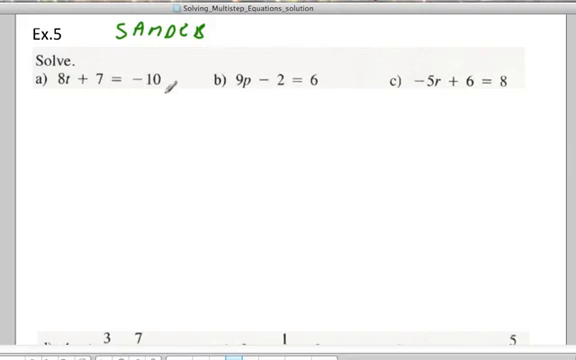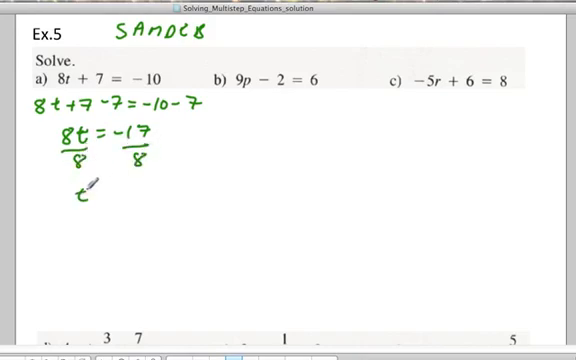So first of all, we're going to subtract or add, and since we have plus 7, we're going to write down 8t plus 7 subtract 7 is equal to negative 10 subtract 7. So 8t is equal to negative 17. We'll divide both sides by 8. So 1t is equal to negative 17 over 8.